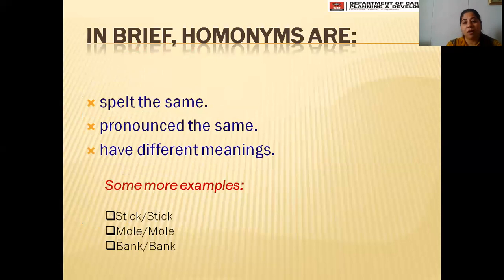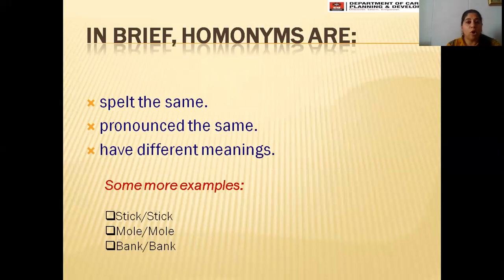In brief, homonyms are spelled the same. So see, we have spelled all the words given in the example the same, but they have different meanings and are pronounced somewhat similarly. Okay, stick and stick is a word which can be used as a stick, a wooden stick, or stick to your rules. So you need to be very bound to your rules. So in this example, we can find out that the spellings are the same, pronunciation is also the same, but the meanings are completely different.